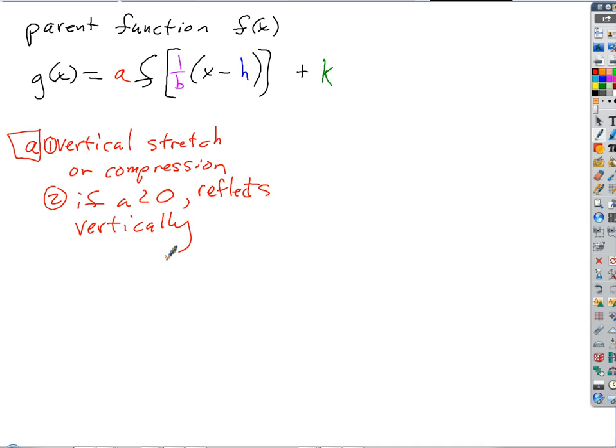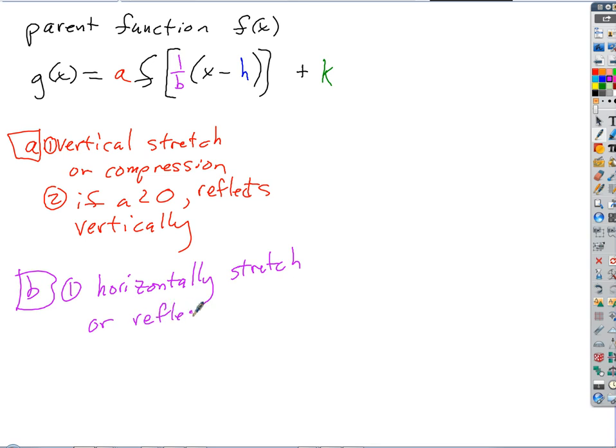Okay, what about B? I'll give you a hint. B is a lot like A. Same stuff, but horizontal, right? It does all the same stuff, but it's just horizontally. So if we take our B, it can horizontally stretch or compress, or reflect.